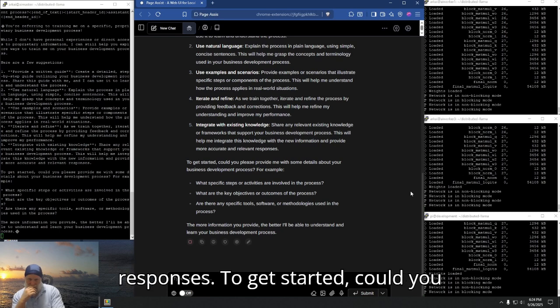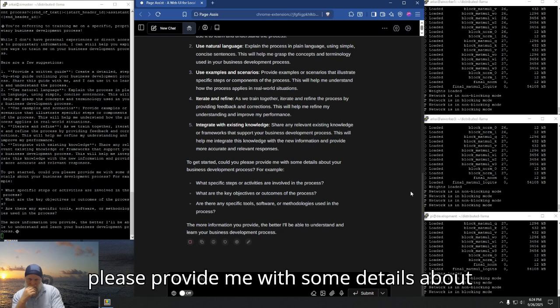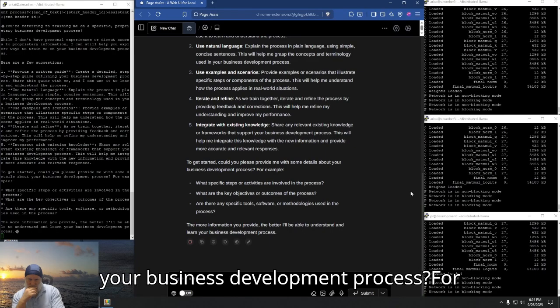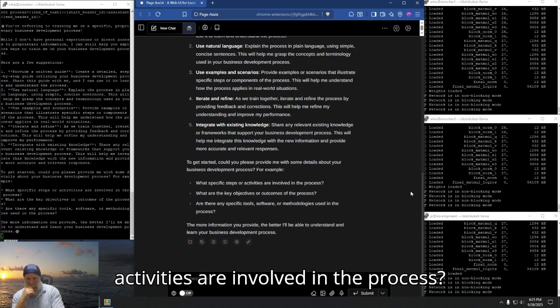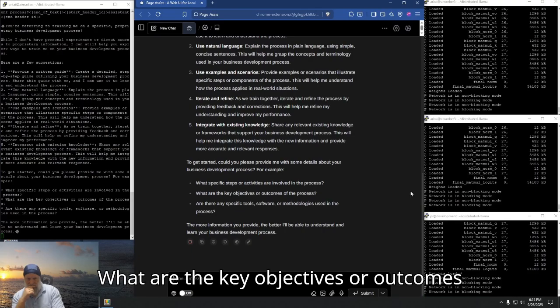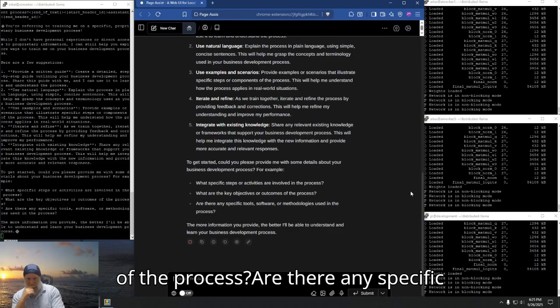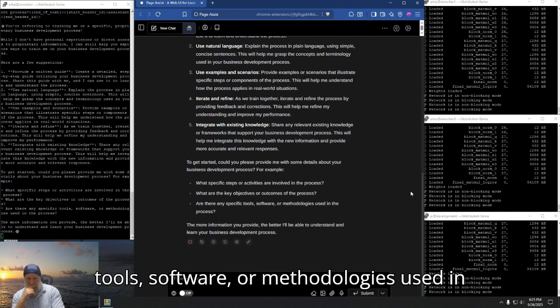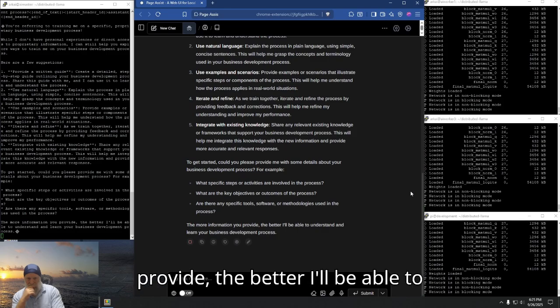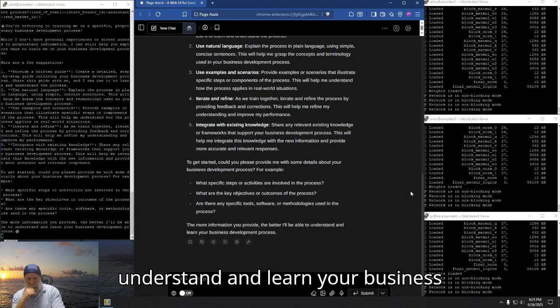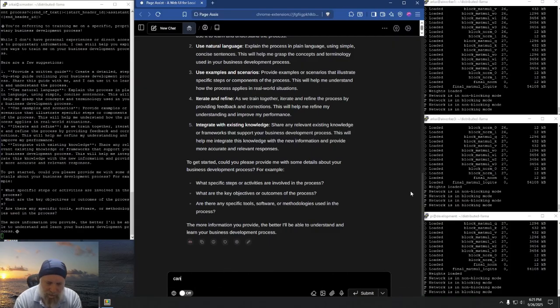To get started, could you please provide me with some details about your business development process? For example, what specific steps or activities are involved in the process? What are the key objectives or outcomes of the process? Are there any specific tools, software, or methodologies used in the process? The more information you provide, the better I'll be able to understand and learn your business development process.